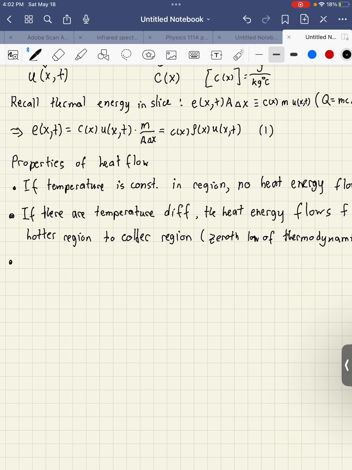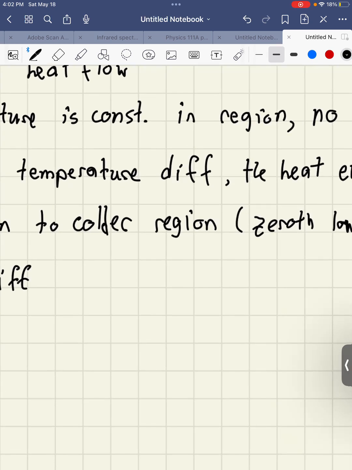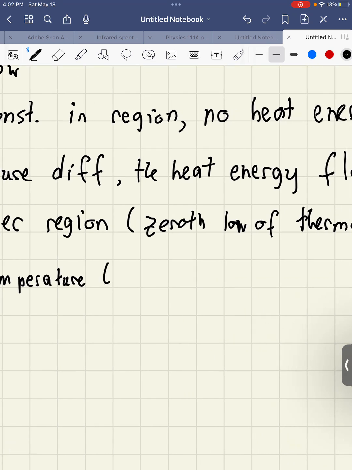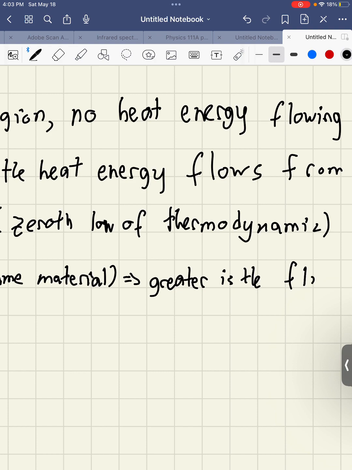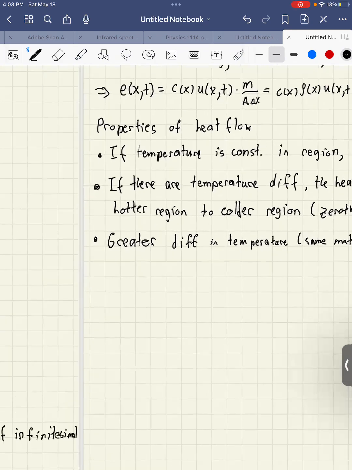And the third one: the greater the difference in temperature, let's say we are talking about the same material, therefore the greater is the flow of heat energy.